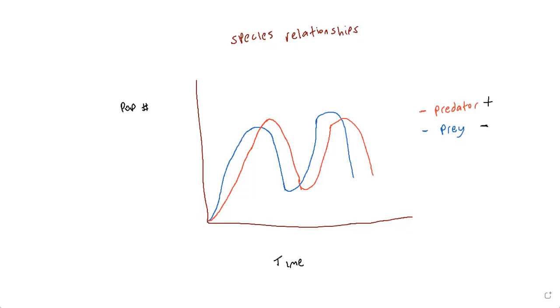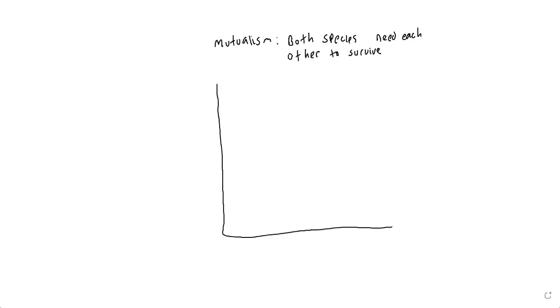And now we are going to talk about mutualism. Mutualism is interesting because both species need each other to survive. And we are going to do a line graph here. Once again, this is going to be population numbers, and this is going to be time.